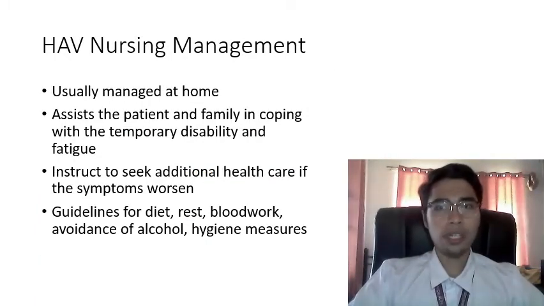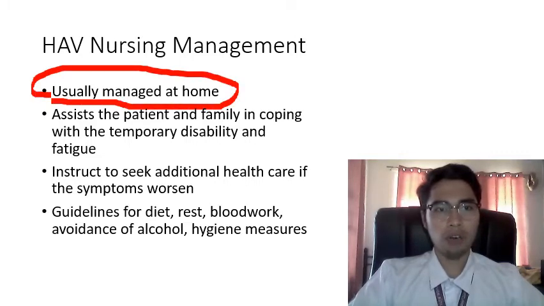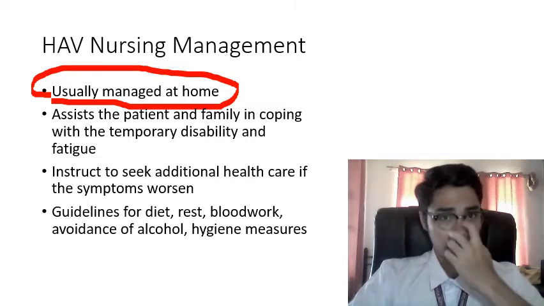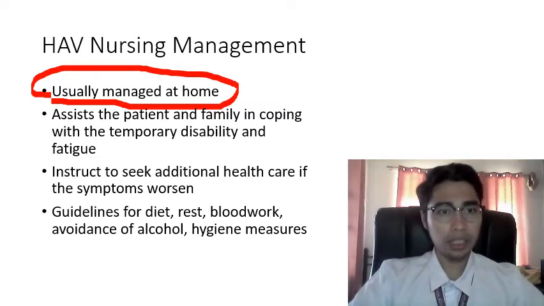Okay, now what is our part as nurses? Usually, people who are infected with hepatitis A are managed at home. However, if it's severe, usually patients will be admitted to the hospital depending on the severity of the symptoms. Assist the patient and family in coping with a temporary disability and fatigue is one of the nursing management and plan.